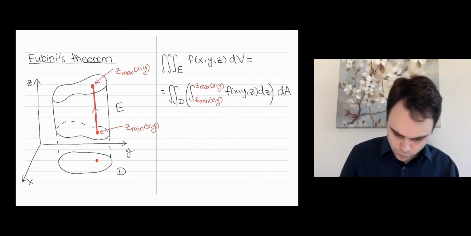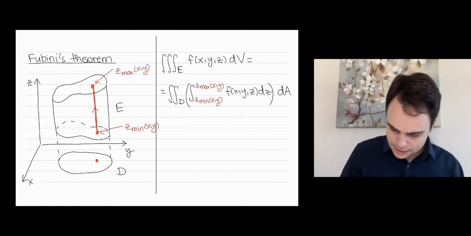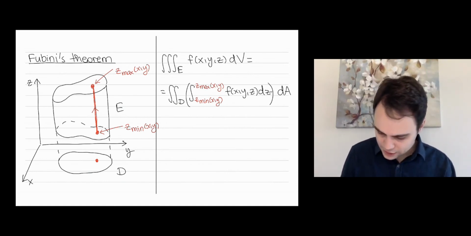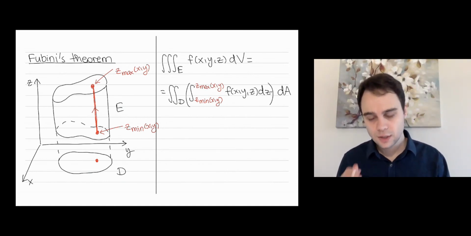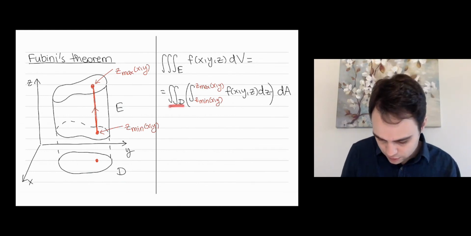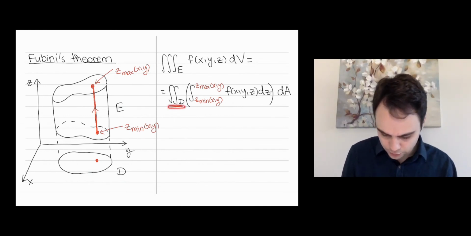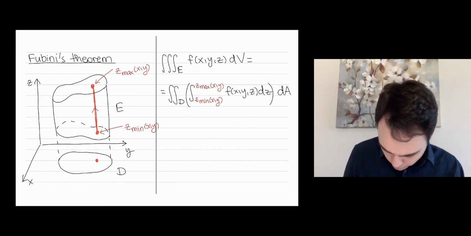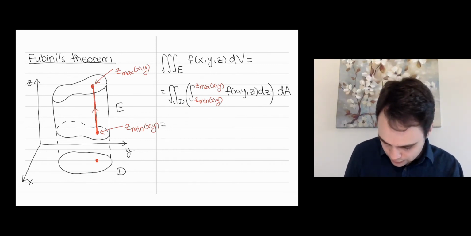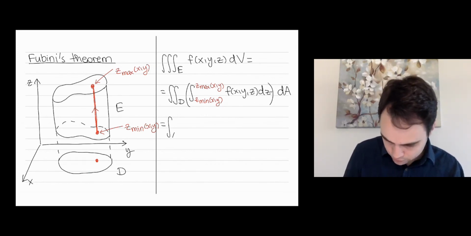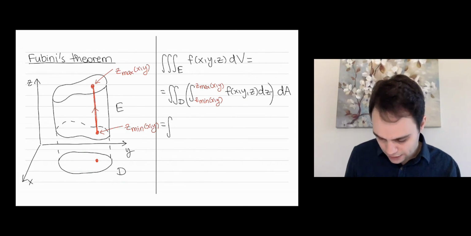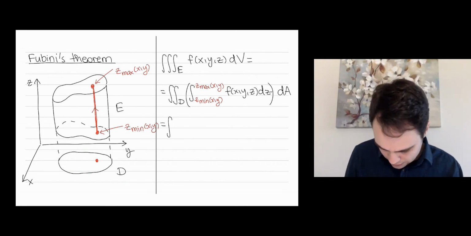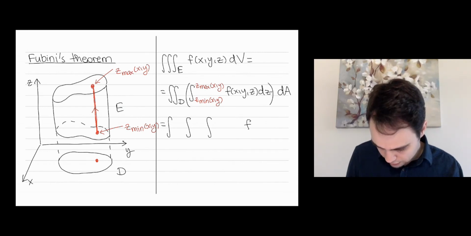Okay, so the integral inside is not yet ready to be evaluated. To evaluate it, we have to set up the double integral as an iterated integral. So let's do that. We're going to write it as an integral in the order dz, dy, dx. So it'll need bounds for x, bounds for y, bounds for z, and then I'll integrate f.